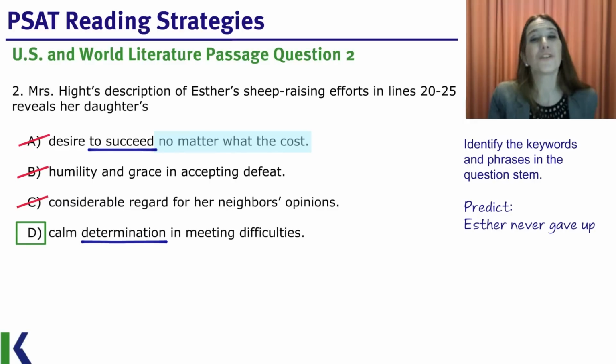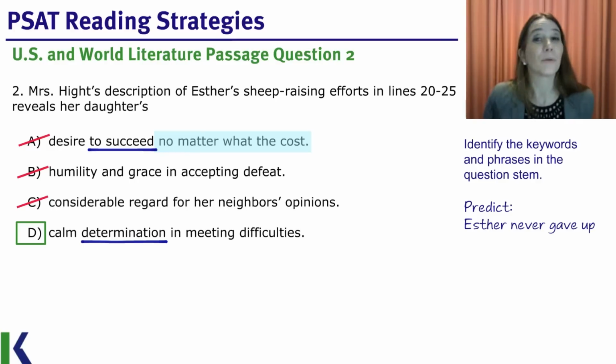And notice how determination was something that matches up with our answer choice. So we said that Esther never gave up. We said that she persevered. We said she was hardworking. And she did actually have quite a few obstacles, right? The neighbors were laughing at her. Their land wasn't very good, but she was able to make that a success. And at no point do we see that Esther became really flustered or really irritated or really upset. And so we can call this calm determination.